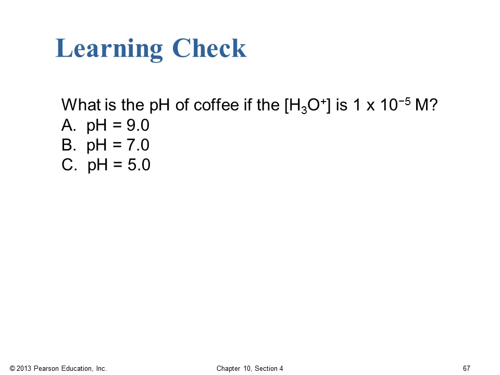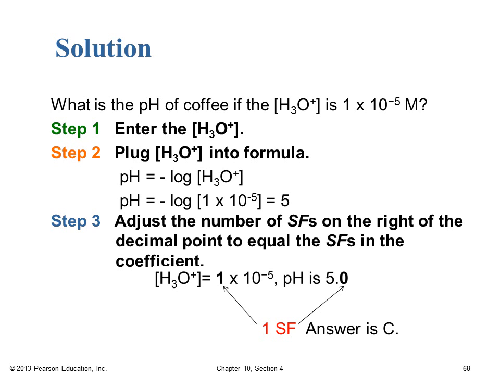Here, a very similar question. What's the pH of coffee if the H3O plus concentration is 1 times 10 to the minus 5 molar? Here again, you just have to plug it into the formula of pH is equal to the negative log of H3O plus. Since the log function has a base value of 10, we get a very nice round number here of 5. And 1 times 10 to the minus 5 has 1 significant figure in its coefficient, so you're allowed to report one decimal place, and so that 5 becomes 5.0, which is choice C.